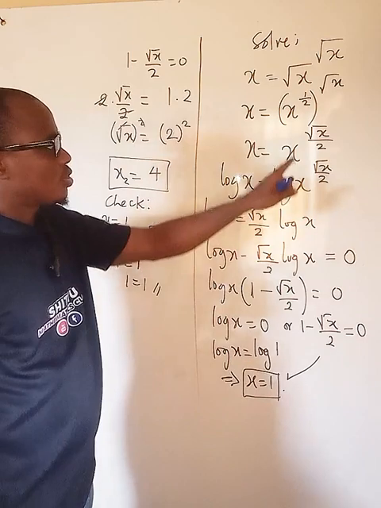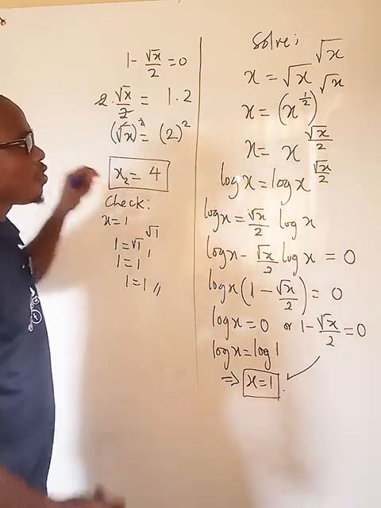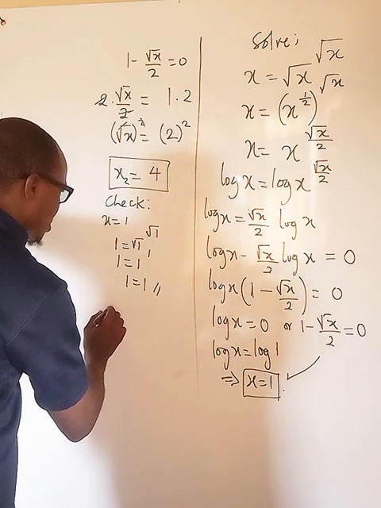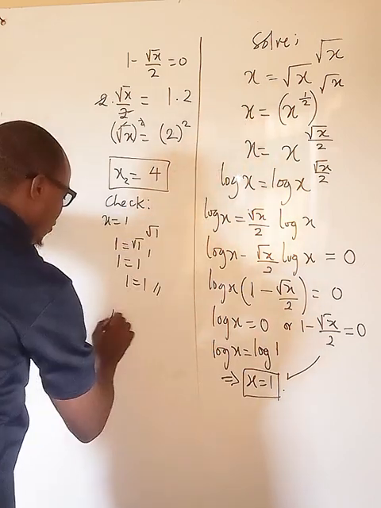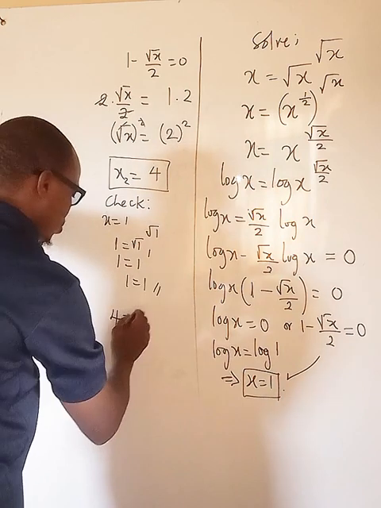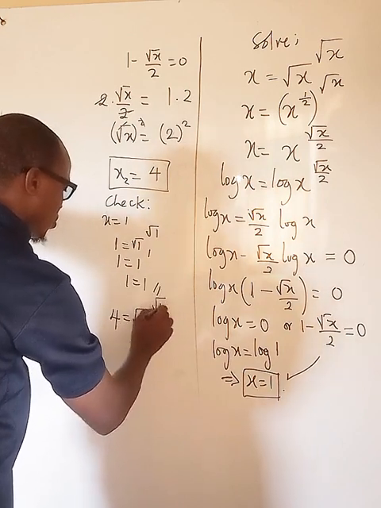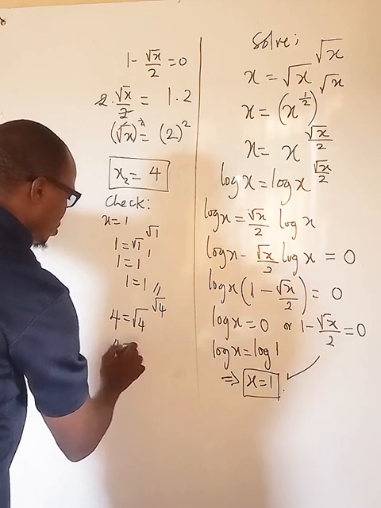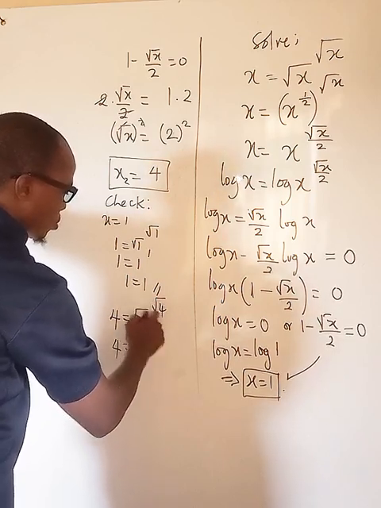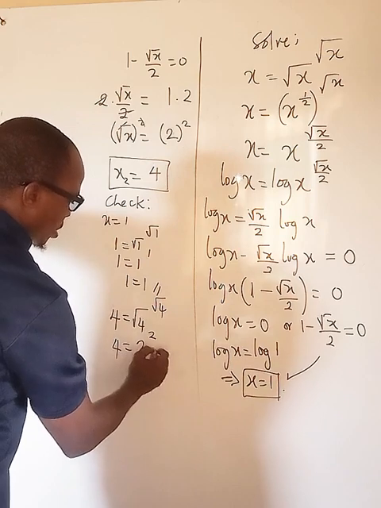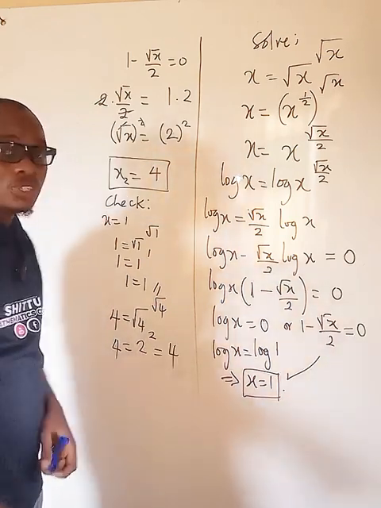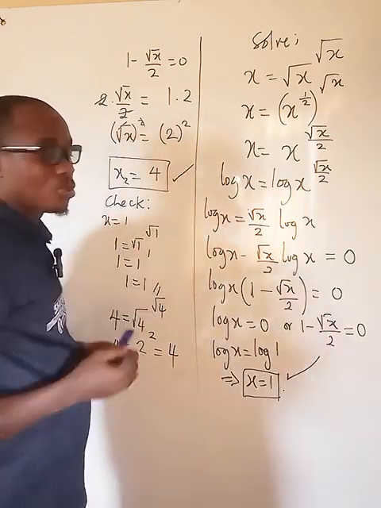Now let's check for the second one, for 4. When x equals 4, we have 4 equals root of 4 raised to the power of root 4. The square root of 4 is 2. Then 2 raised to power 2, we have 4, which shows that this is also right.